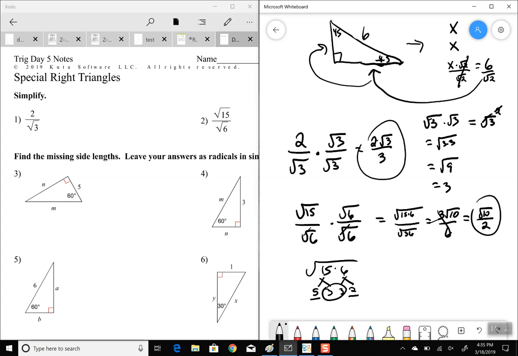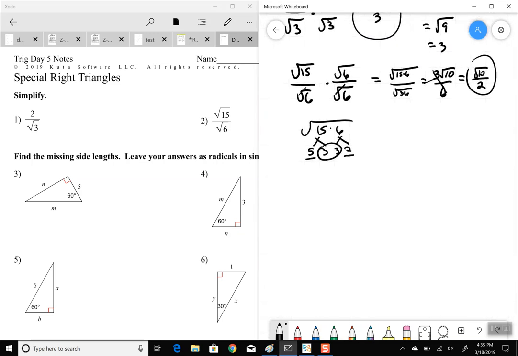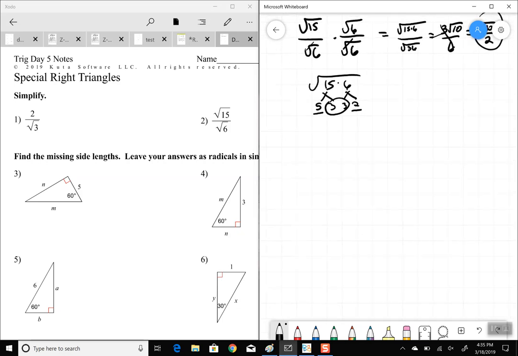So your final answer would be square root of 10 over 2 for that one. We'll need this sort of trick when we're checking our answers, to make sure we get the proper simplified answer. So let's look at a couple problems.